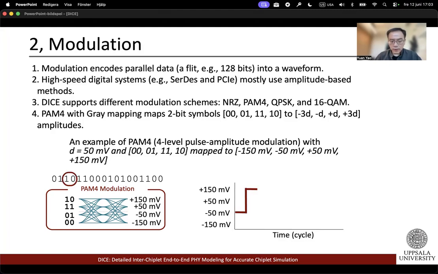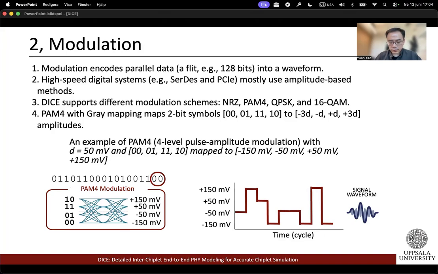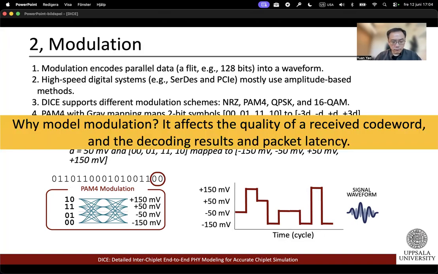So here we can see, depending on the bit pattern appearing in the input, the corresponding voltage is produced, and ultimately the input bit stream will be translated into a signal waveform. Why does DICE model this? Because once bits become voltage levels, channel noise can move a received symbol closer to the wrong decision boundary. In this way, DICE has a way to model physical signal quality instead of just flipping a bit. This directly affects decoding iterations, retransmissions, and eventually architectural timing.